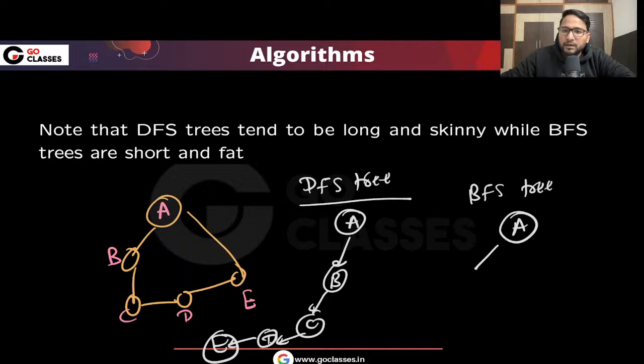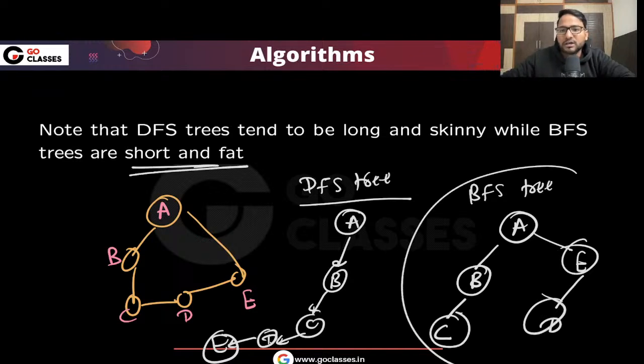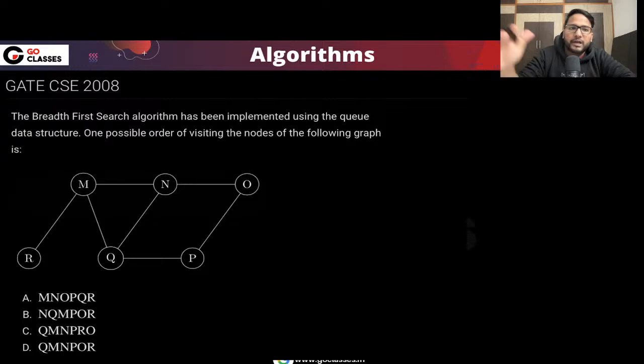But if you make the BFS tree starting from A only, then it will go to B and then E, and then from this B it will go to C, and then from this E it will go to D. So it is short and fat, right? That's what they are saying. So the BFS tree is short generally, and the DFS tree is basically long and skinny. Anyway, this is one point that I wanted to discuss.